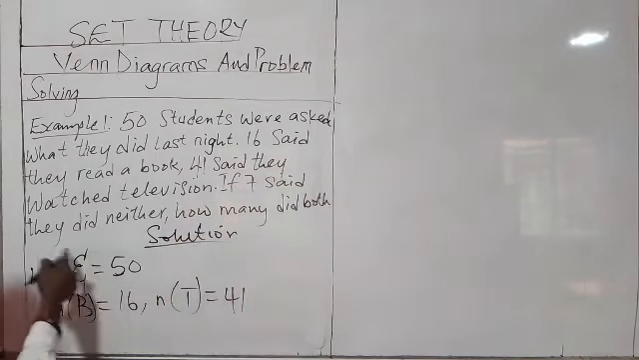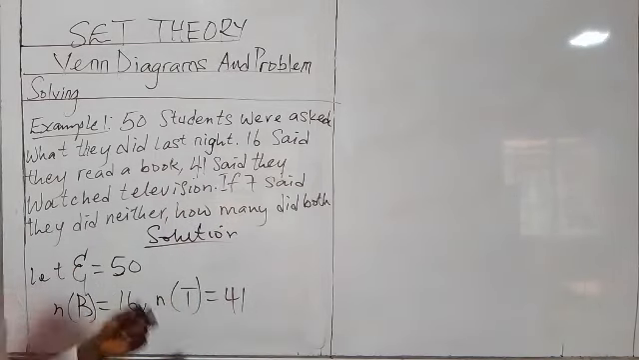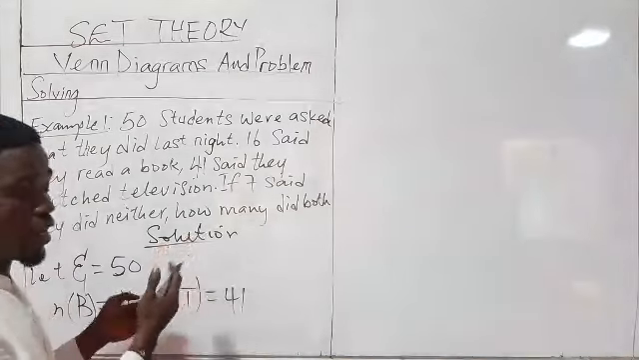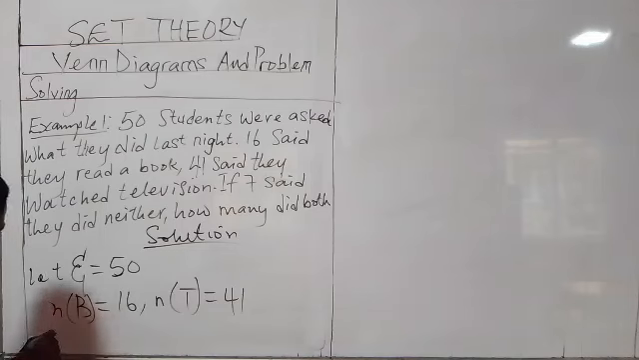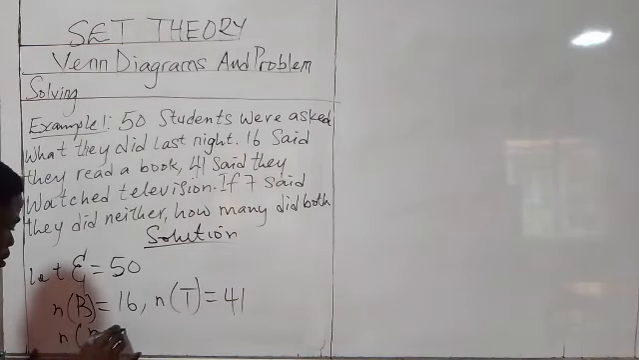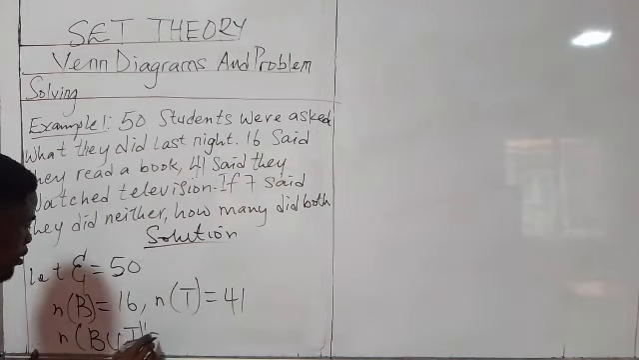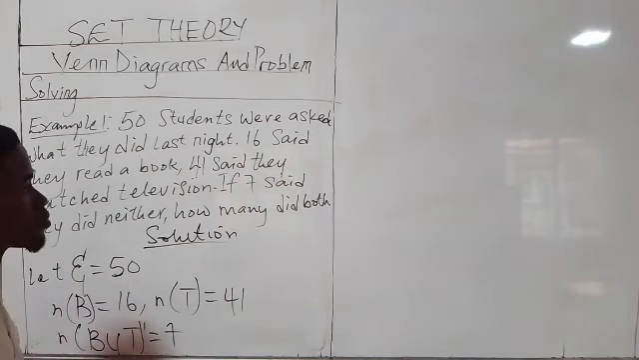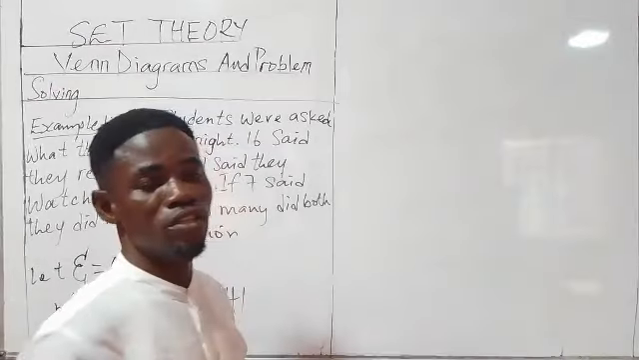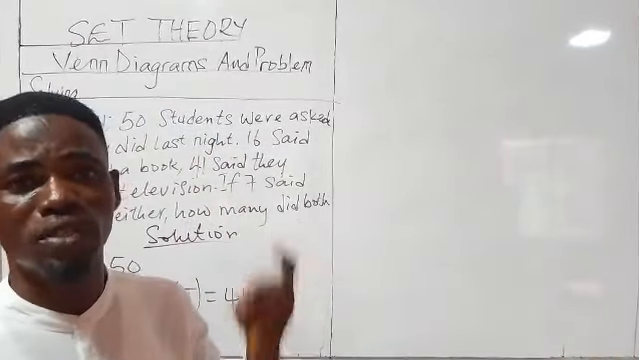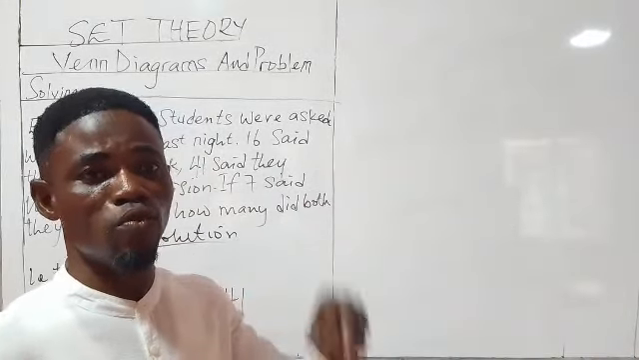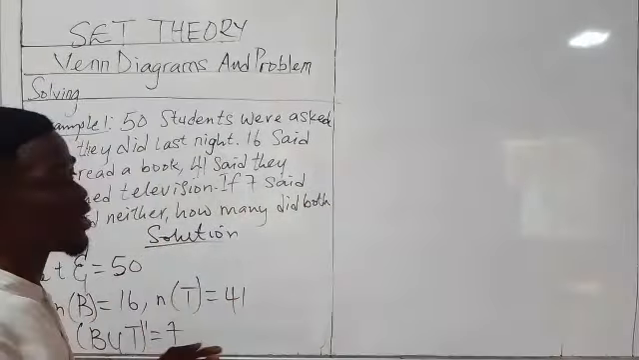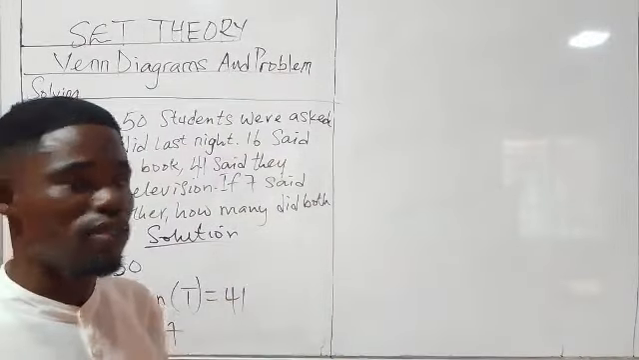And if 7 said they did neither, that is none of them read a book or watched television, so it's going to be the intersection of B prime and T prime, which is 7. But in that case, you need to know the number of the students who read the book only and those who watched the television only.